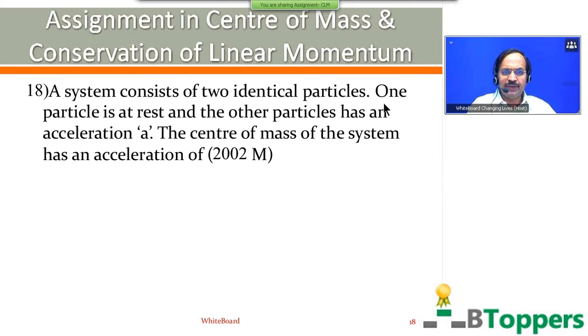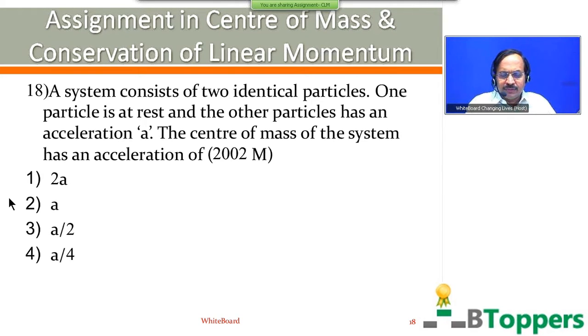A system consists of two identical particles. One particle is at rest and the other particle has an acceleration A. The center of mass of the system has an acceleration of. I have shown four options on screen. Come on, try the question. This question was given originally in 2002 in the medical entrance.